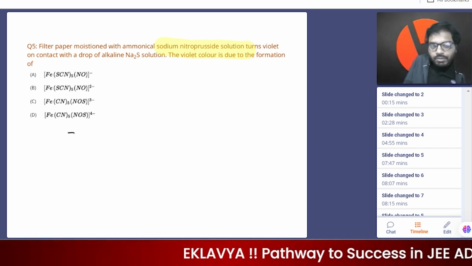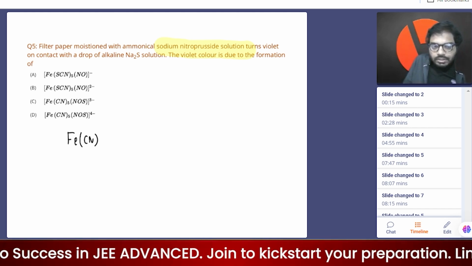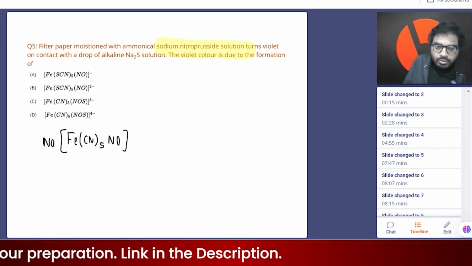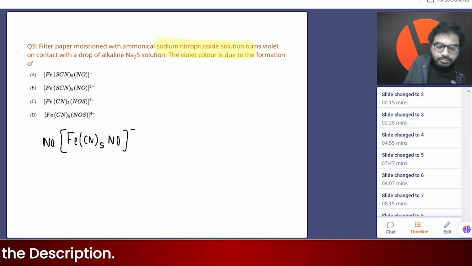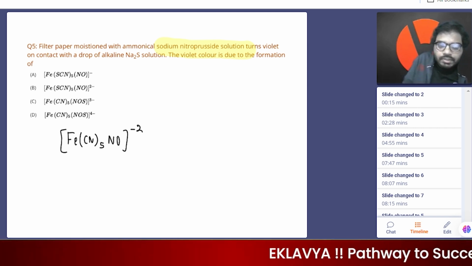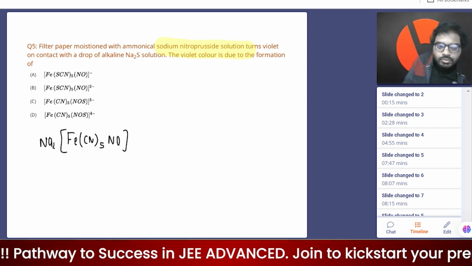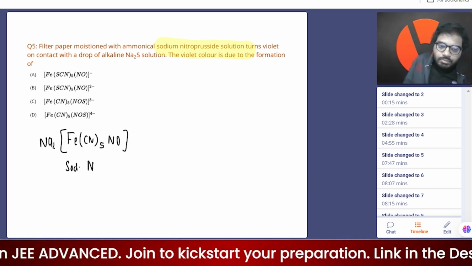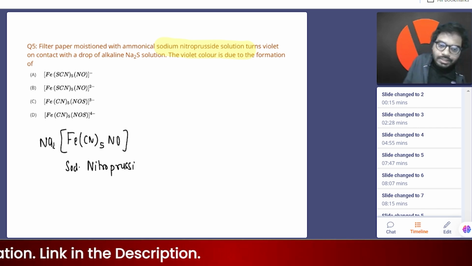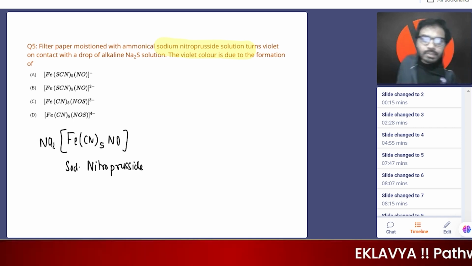It is a very important compound which is also present in the NCERT. So what will be the formula of sodium nitroprusside? It is Na2[Fe(CN)5NO]. We can write the charge as 2- on the complex or Na2 as counter ions, both are okay. So as it is sodium nitroprusside, we write Na2 here. This is the formula of sodium nitroprusside. You must know the formula of sodium nitroprusside. As this compound is even mentioned in NCERT, it will be better if you can remember it.